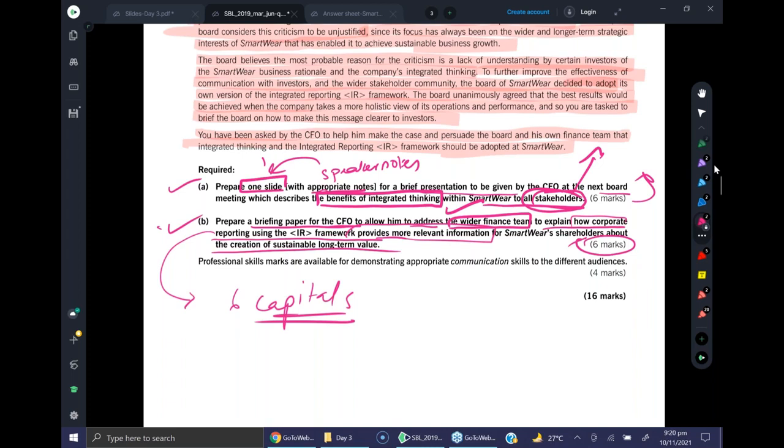So what's the difference between A and B? In A, we are telling the general idea of integrated thinking, not the format, not the capitals, because we are talking to all stakeholders. And in part B, we are talking to the finance team, so they will be able to understand the 6 capitals language as well as the format of integrated reporting. So the finance team will be better able to understand that. So you will discuss the 6 capitals here, one by one, and you will give relevant examples of all capitals from the SmartWare scenario. So don't give general examples of human capital or intellectual capital, but specific SmartWare examples. And again, the standard answer will help you.